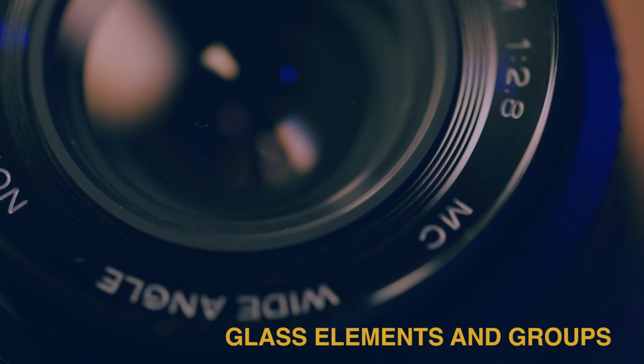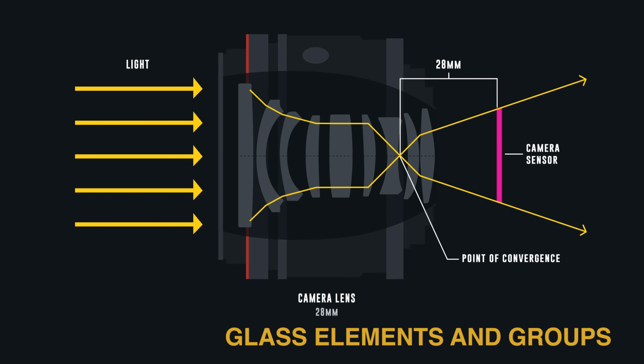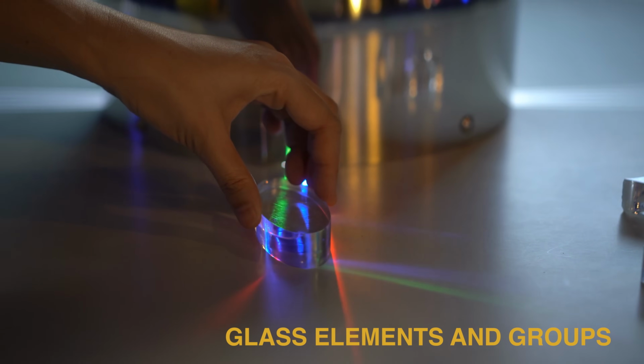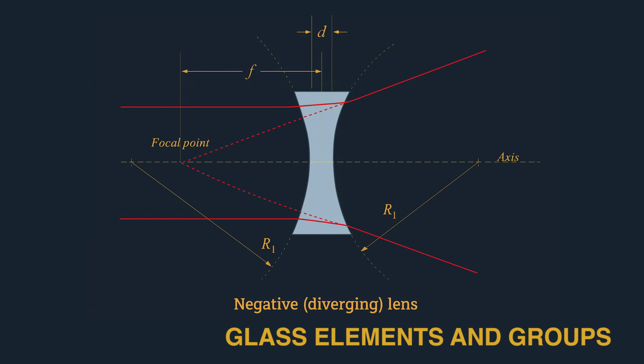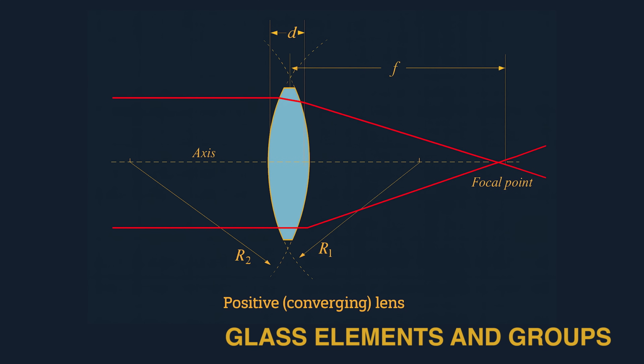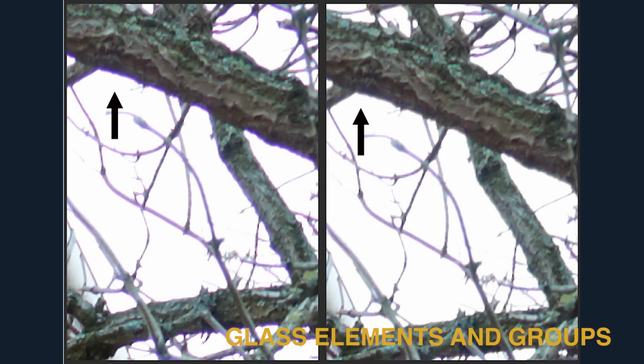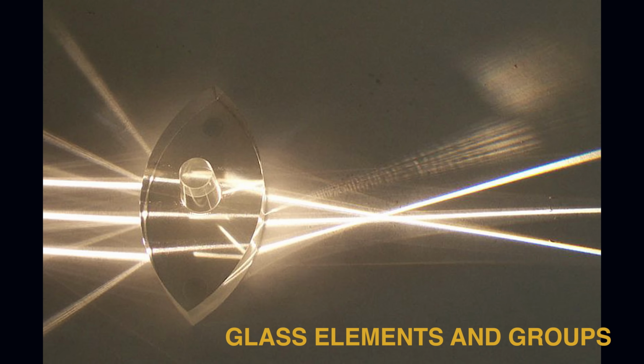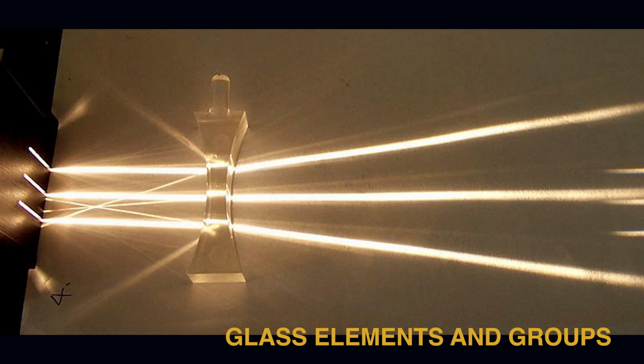At the heart of every lens is the glass itself. A lens isn't just a single piece of curved glass, it's a carefully engineered system of multiple elements grouped together to bend and guide light onto the sensor. Each element has a purpose. Some sharpen the image, some reduce distortions, and others correct color fringing and chromatic aberration. Lens designers combine different shapes of glass and types of glass to balance these challenges.